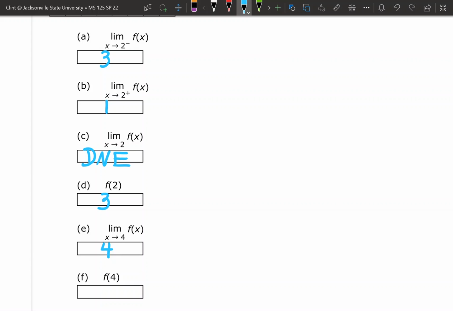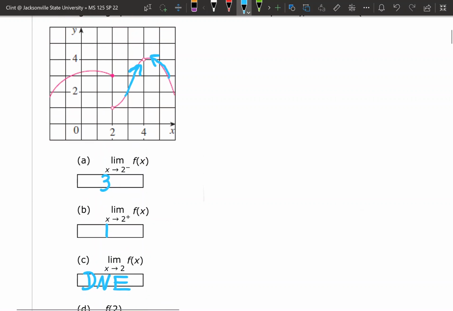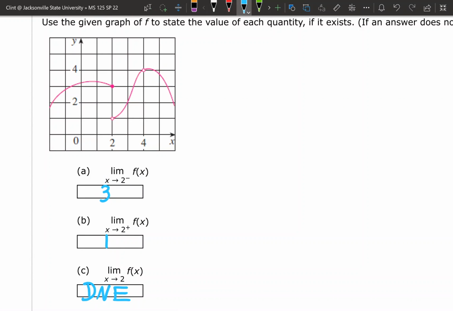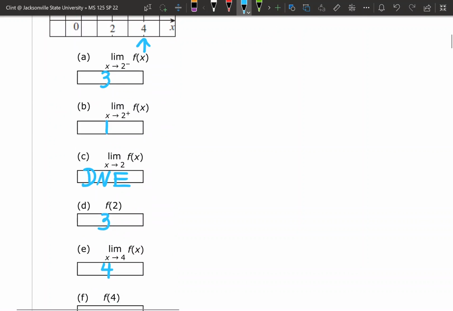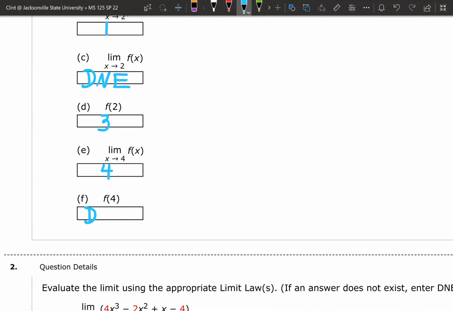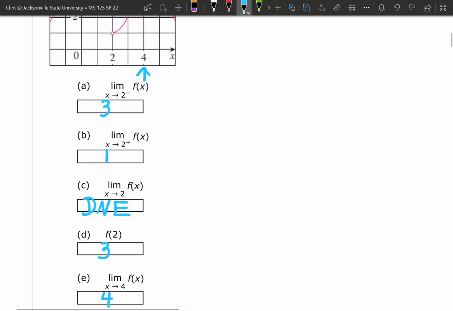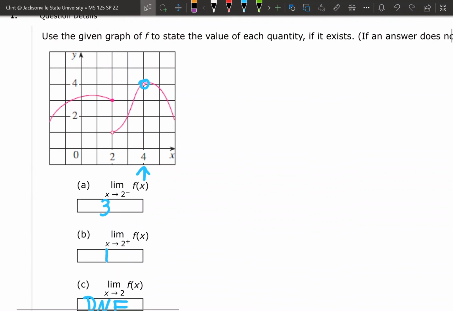And then part F wants the functional value at 4. So if we plug in 4 for x, what's our value out of our function? Yeah, we got an open circle, so it's undefined there. So for that one, we would say does not exist. So that one's just graphically being able to pick out what's going on, to find those limits and know what they look like graphically.